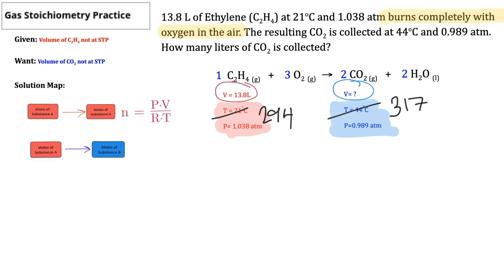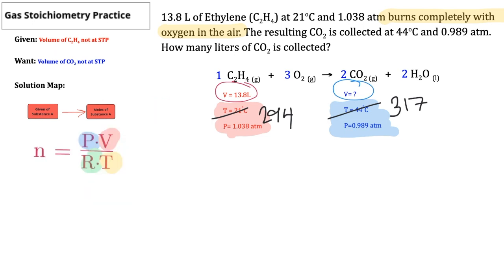Just like any other stoichiometry problem, we're going to use the mole ratio from the balanced chemical equation to help us go from moles of substance A into moles of substance B. And lastly, we're going to go from moles of substance B, which in this case will be CO2, to volume of substance B. And again, because it is not at STP, we're going to use the ideal gas law equation again, but this time it's rearranged to solve for V.